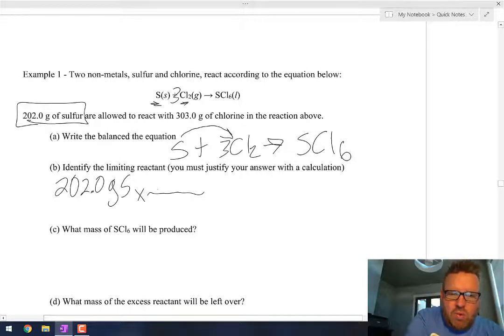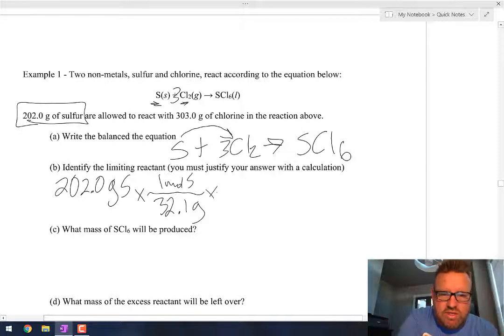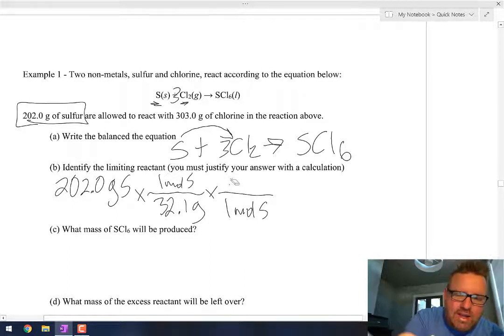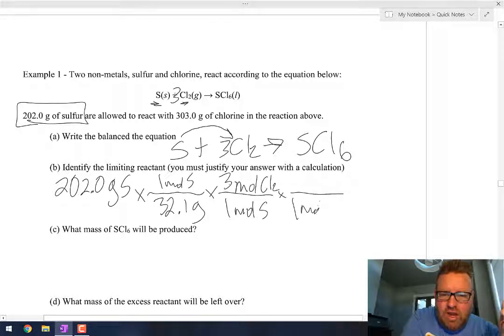Okay, so just like every other stoichiometry problem we've done, 32.1 grams in 1 mole of sulfur. You could use 32.06, that's fine. And then according to the balanced equation, 1 mole of sulfur, and remember, I'm going to go to the other reactant, is going to react with 3 moles of chlorine. And then again, 1 mole of chlorine has a molar mass of right around 71 grams.